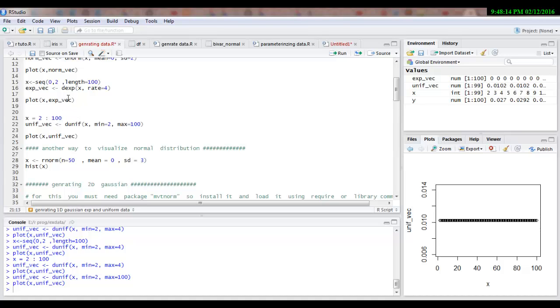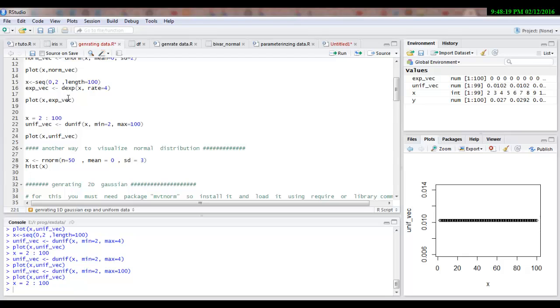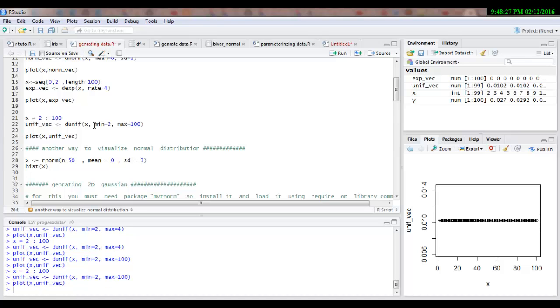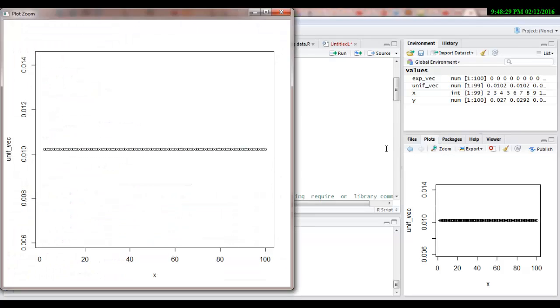So now we have taken a vector from 2 to 100, and the uniform distribution that we are going to make has minimum value 2 and maximum 100. So when we make the plot, it looks something like that. You can see this plot is starting slightly behind zero. And there are actually so many values that we can't accurately see that.